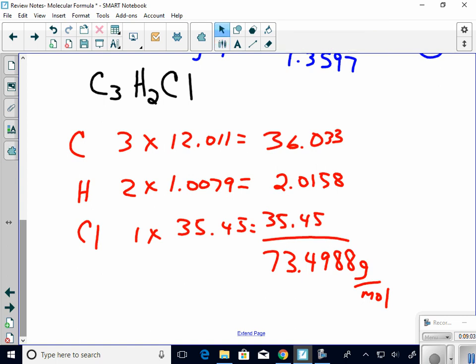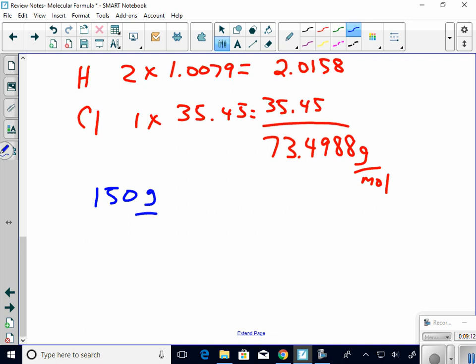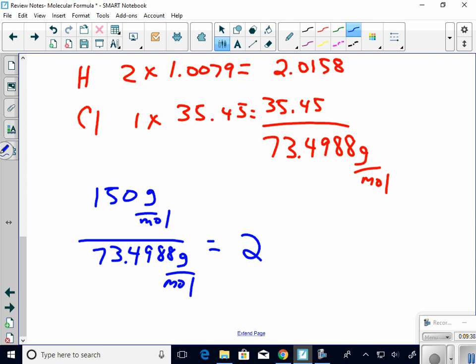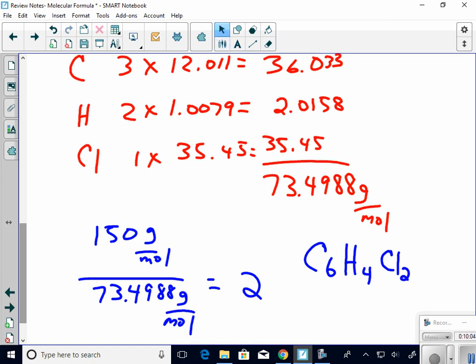So I'm not finished now. I need to go back. And I was given the value of 150 grams per mole of the molecular formula, 73.4988 for the empirical. That gives me 2.04, which I am going to say is 2. So as I go back, it's going to be C6H4Cl2.